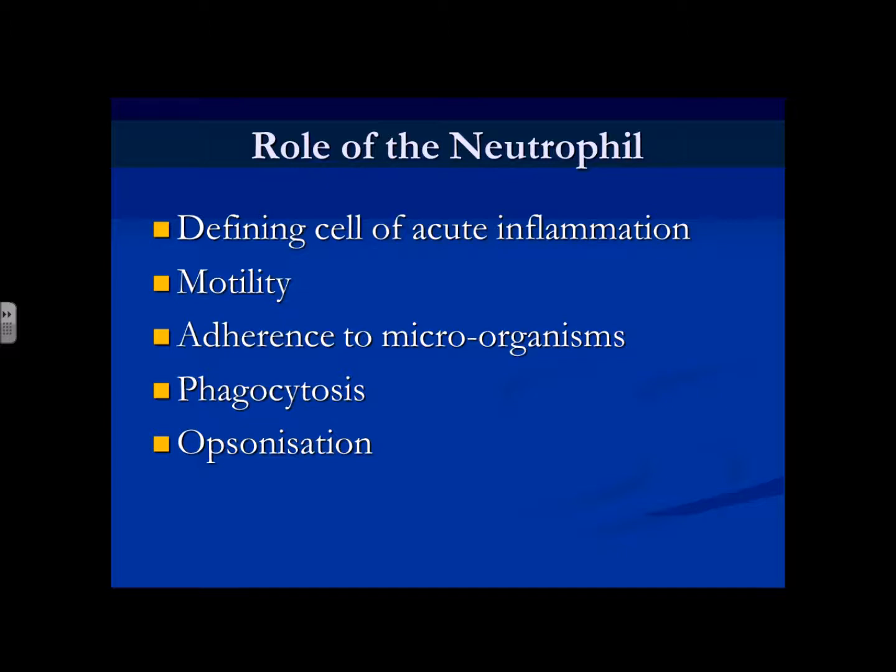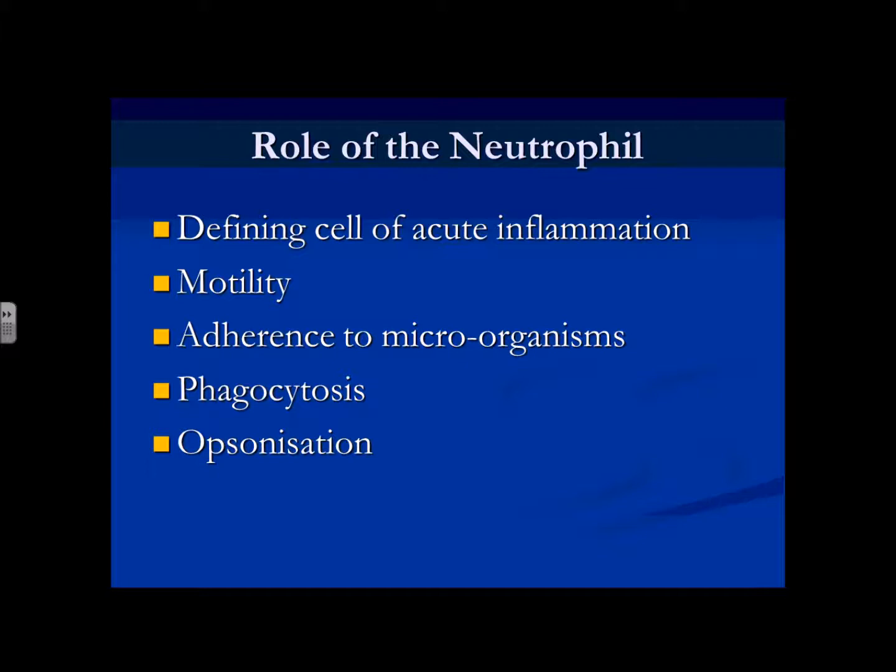So the neutrophil is what we refer to as the defining cell of acute inflammation. It's one of the ways in which medical professionals can diagnose whether we're looking at acute or chronic inflammation, because there'll be a huge number of neutrophils. They're great cells. They are really mobile. They can get to where they need to get quickly. They will adhere to the microorganisms that are there and phagocytose them directly. So if that's the stimuli, they can get in there and get rid of them straight away.